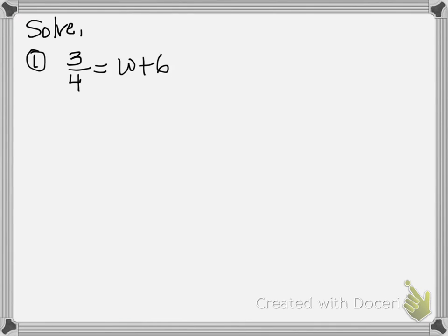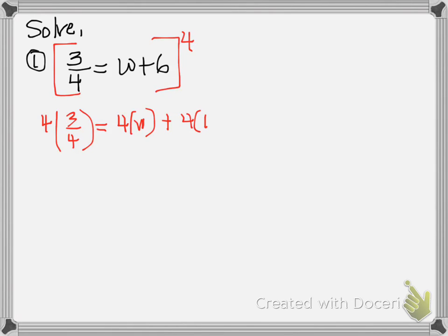So what I'm going to do instead is clear the fraction, like I talked to you guys about before. I'm going to multiply the whole equation by the denominator that I see, which is 4. In doing that, I'm going to get rid of that 3/4 because the denominator is going to cancel out. I'm going to get a fractional answer, but that's okay in the end. I just don't want fractions in the beginning, okay? So I'll multiply 4 times 3/4 is equal to 4 times W plus 4 times 6. So notice that I multiplied 4 by all those terms, right?